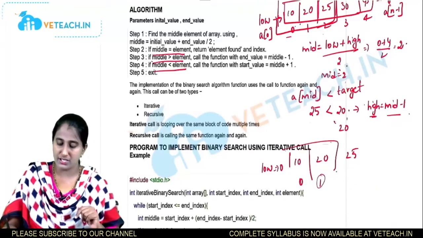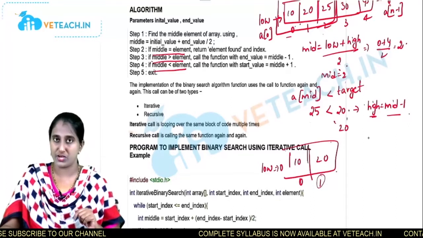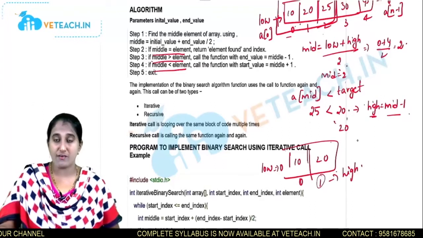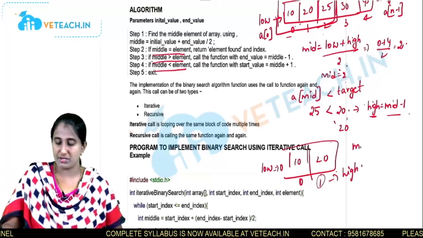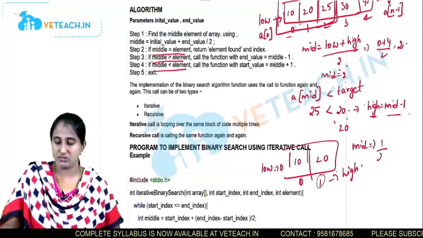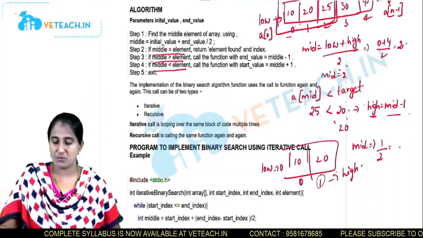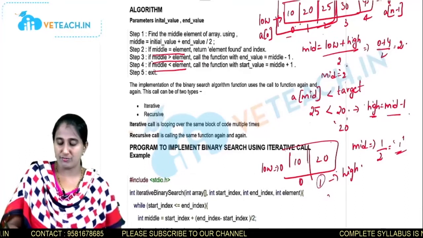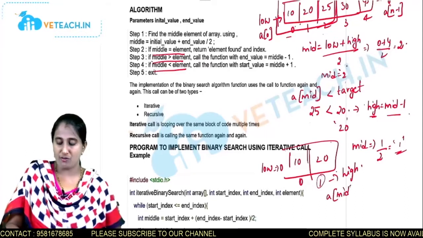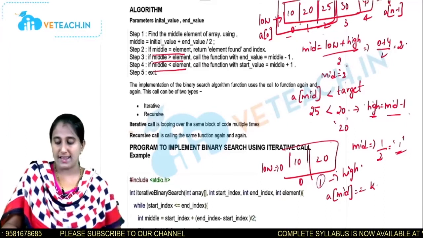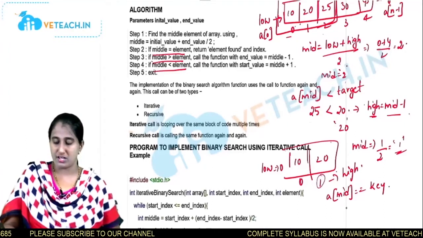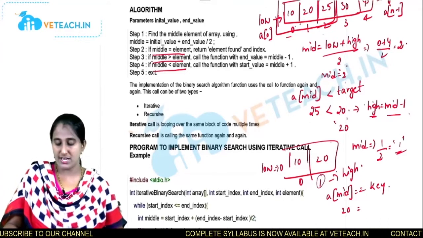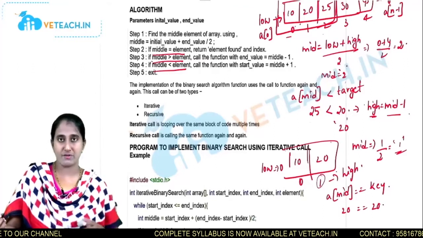So this part, 10, 20, is the left part. Here 25 is the high. First we have to calculate the mid. What is the mid here? 0 plus 1 by 2, so some 0.5, that is 0. Now we have to check whether a of mid is equal to the key element or not. Key means the target element. What is a of mid? One element here, 20. Here 20 is equal to 20. Okay, the element is found.